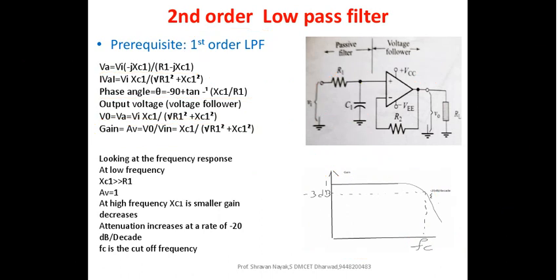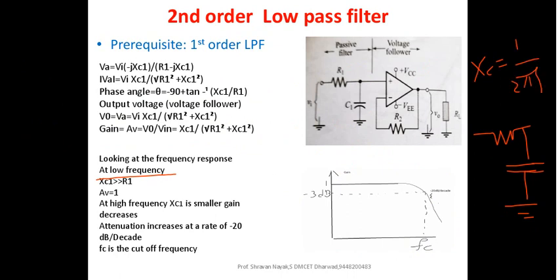At a lower frequency, your Xc1 is much greater than R1. Please look at the diagram here. Since the capacitor is connected in parallel, Xc is equal to 1 over 2 pi Fc, right? So the reactance offered by the capacitor is much more than that of R1.